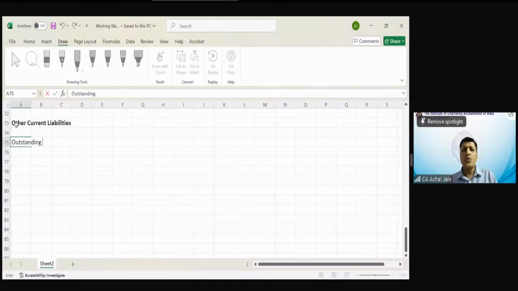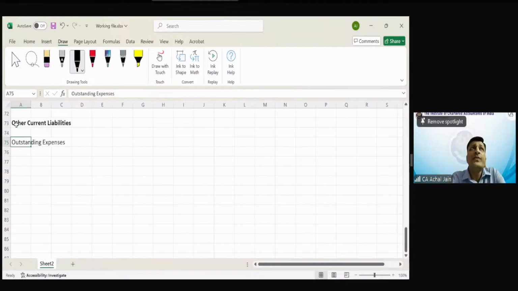One is the outstanding expenses, means expenses which are not yet paid. Now, what are those expenses? We are talking about any expenditure which is other than purchase of goods or services, because that part will fall under trade payable. Yes or no? Yeah. So to a certain extent, we can also say salaries payable.